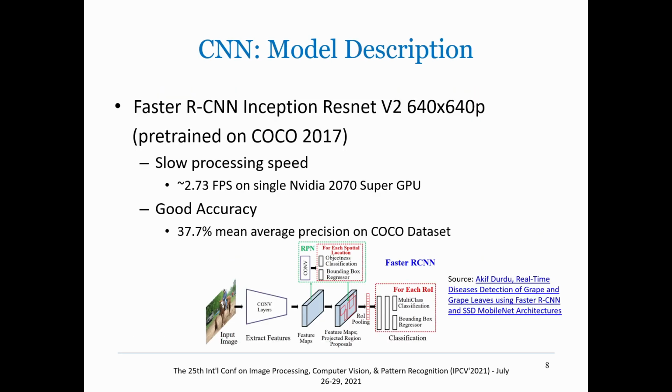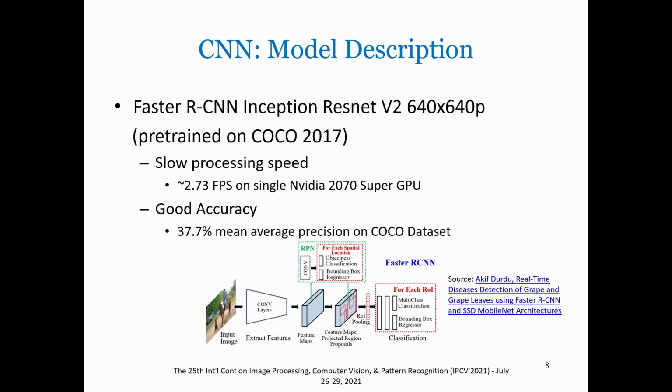The specific convolutional neural network model we used was the TensorFlow implementation of Faster R-CNN Inception ResNet v2 for 640 by 640 pixel images. And this model came pre-trained on the COCO 2017 dataset. Pre-training is a common method which will typically improve the results of retraining an object detection model.